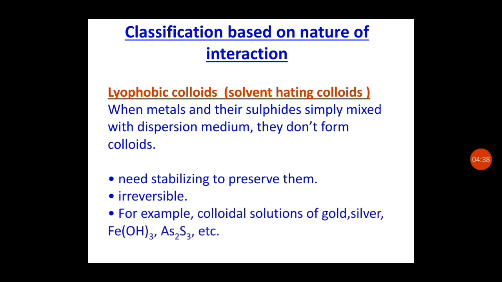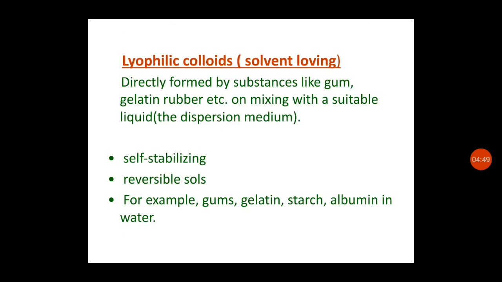Then examples are gold, silver, ferric hydroxide sol, arsenic sulfide sol, etc. Then lyophilic colloids, as told earlier, these are solvent loving colloids. Philia means to love or attraction. These are directly formed by substances like gum, gelatin, rubber, etc. on mixing with suitable liquid. Like if we mix starch in water, in hot water, it will directly form a lyophilic colloid.